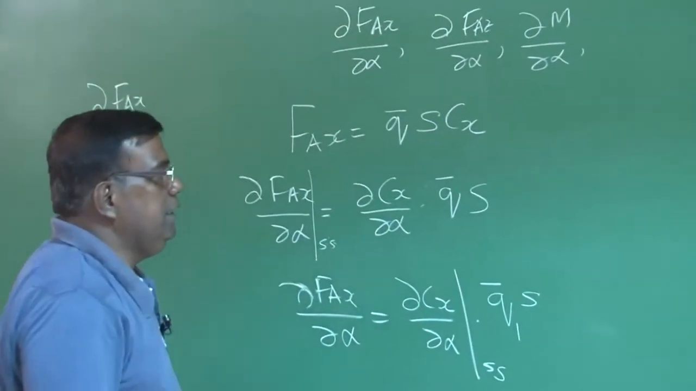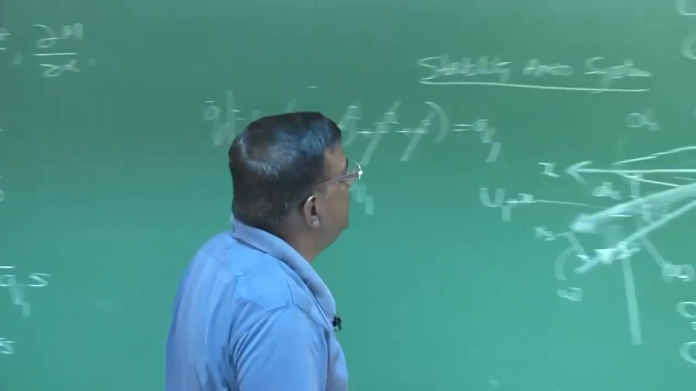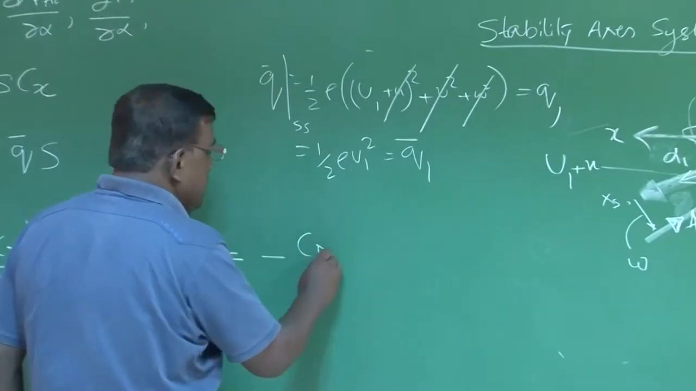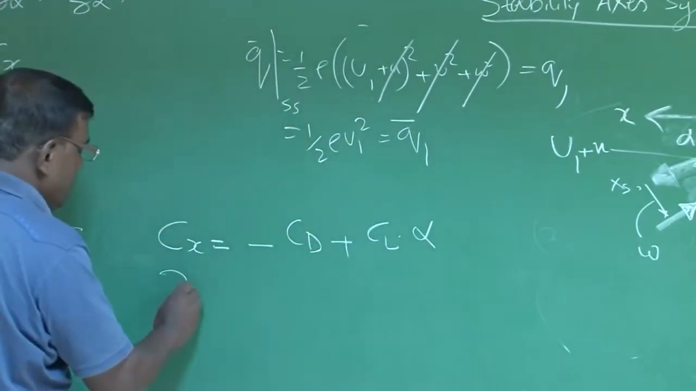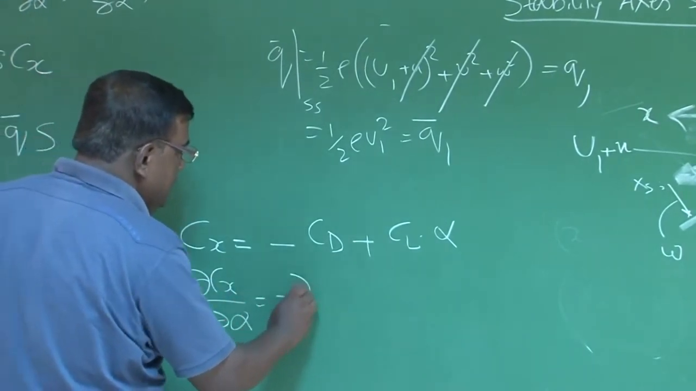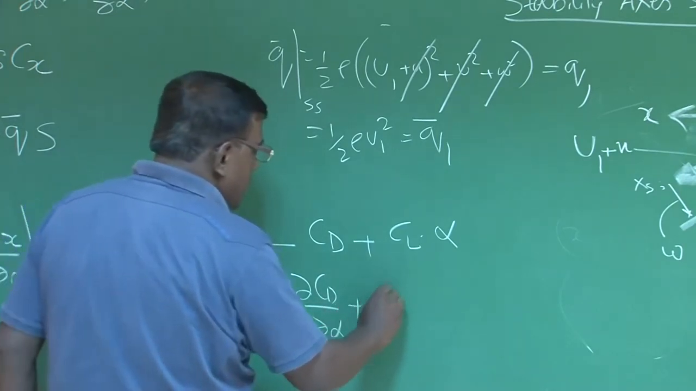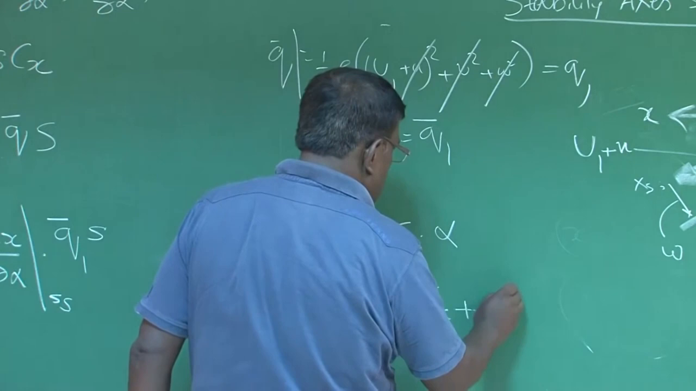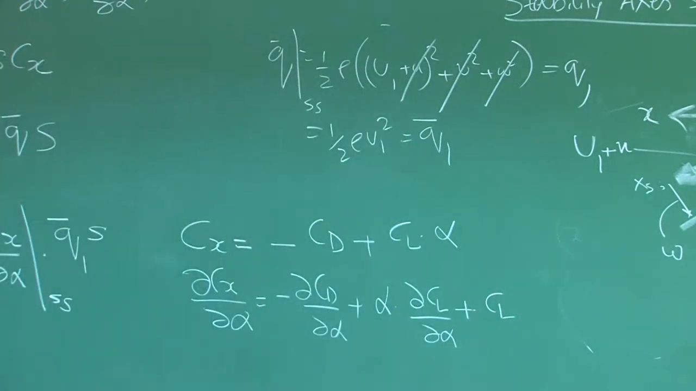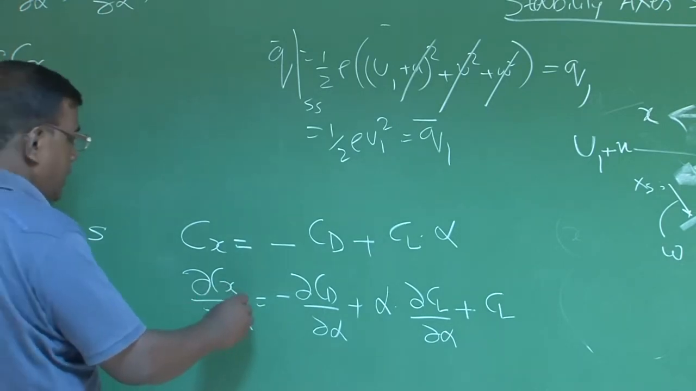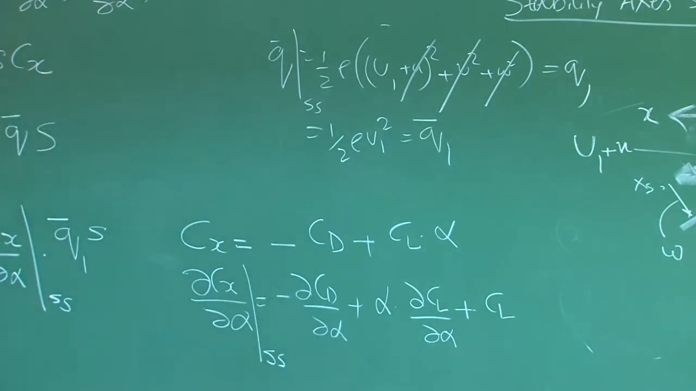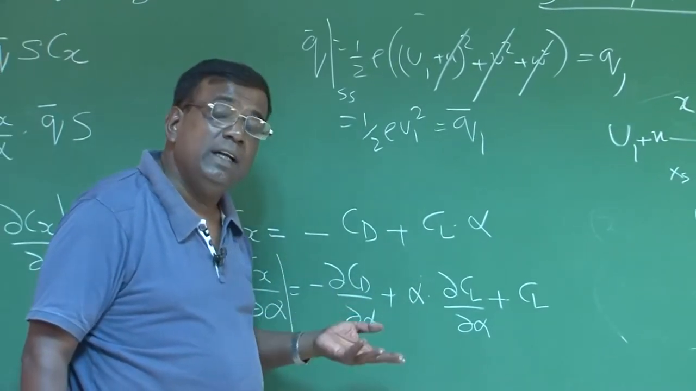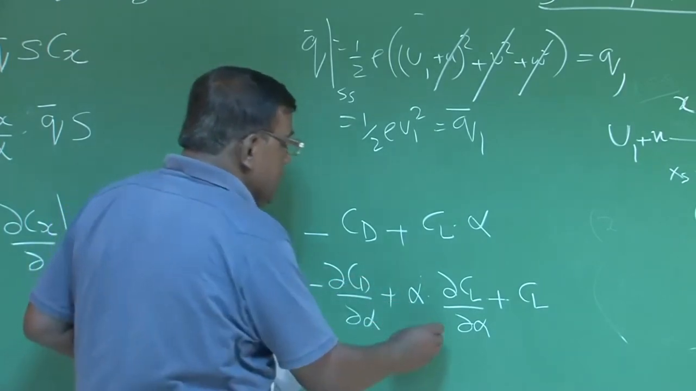So we need to find out what is dCx by d alpha. So what we will do, we will use this expression. What we know, Cx is equal to minus CD plus CL into alpha. So dCx by d alpha will be minus dCd by d alpha plus alpha into dCl by d alpha plus CL. This is clear? Now tell me, what do we want to find out? We want to find out dCx by d alpha at steady state. So how will this right hand side get modified? Before doing that, let us ask ourselves, what is this alpha? Alpha is the perturbed angle of attack. So when I am evaluating at steady state, the perturbed angle of attack is 0. So this term goes off.